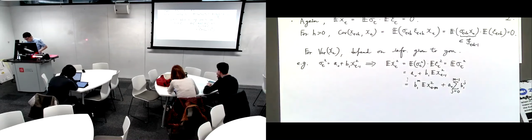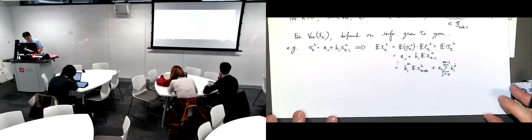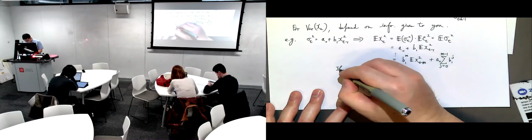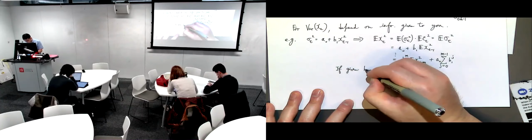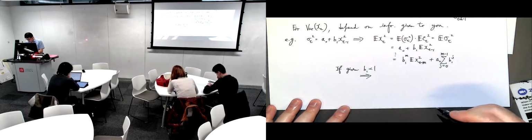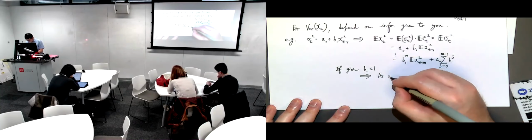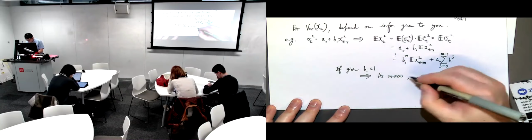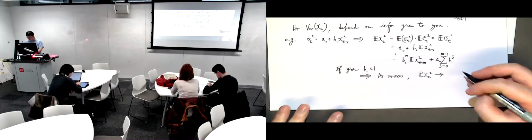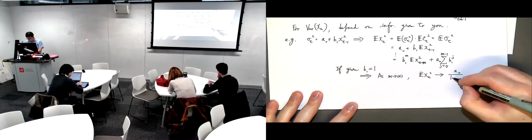Okay, so what do I want to do here? I just want to show you, if we are given b1 is less than 1, then what do we have here? It implies that as m goes to infinity, your expectation of x_t squared is going to, well, the first term goes to 0, of course. The second term is basically a geometric series, so that's a naught over 1 minus b1.